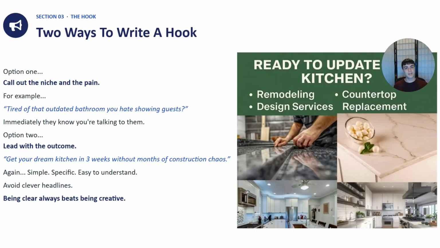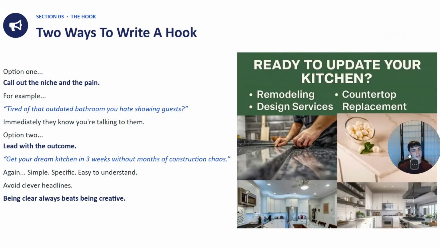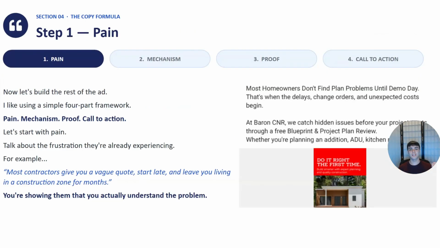Just avoid clever headlines. You want it to be very clear because being clear always beats being creative. And you can see right here, it says ready to update your kitchen. That's calling out the niche and the pain. Let's build the rest of the ad. I like using a simple 4-part framework. We've got pain, mechanism, proof, and call to action.